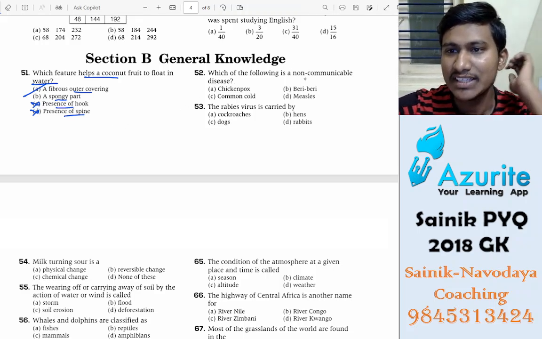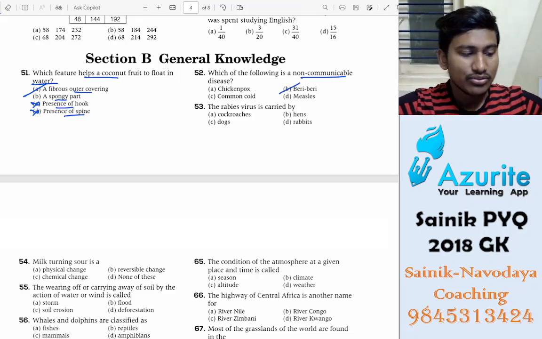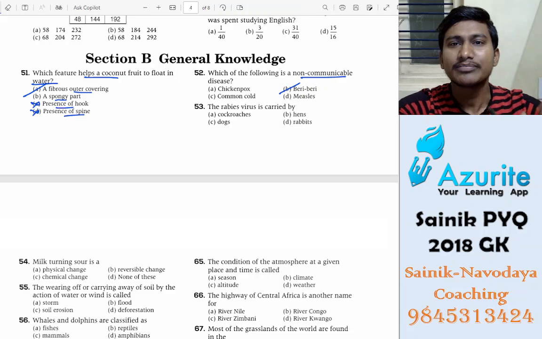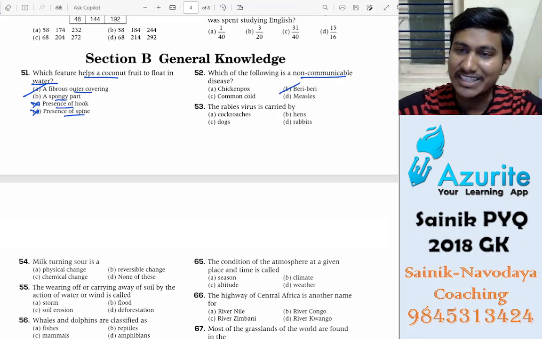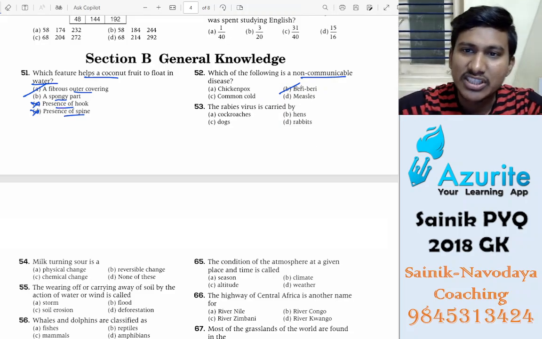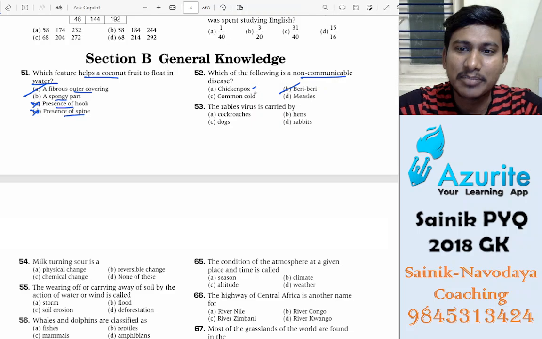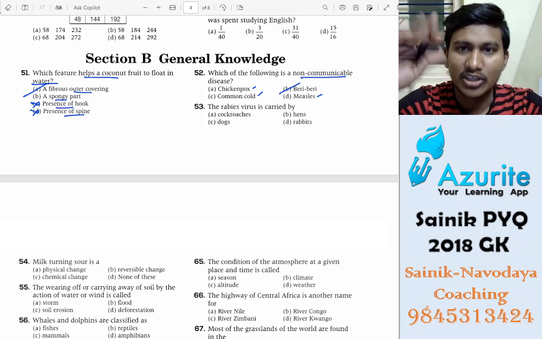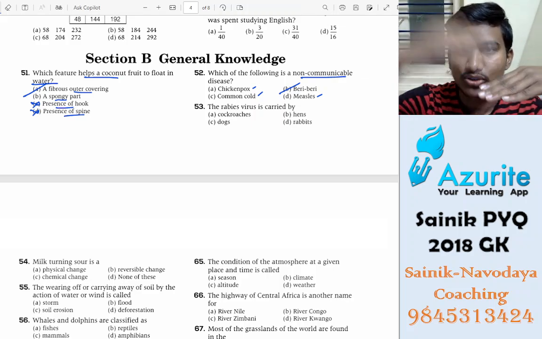Which of the following is a non-communicable disease? Yes, beriberi. Beriberi is a deficiency disease, caused by vitamin deficiency. Chicken pox, common cold and measles can spread. These are all diseases which can spread. Communicable means the diseases which can spread from one person to another, right?